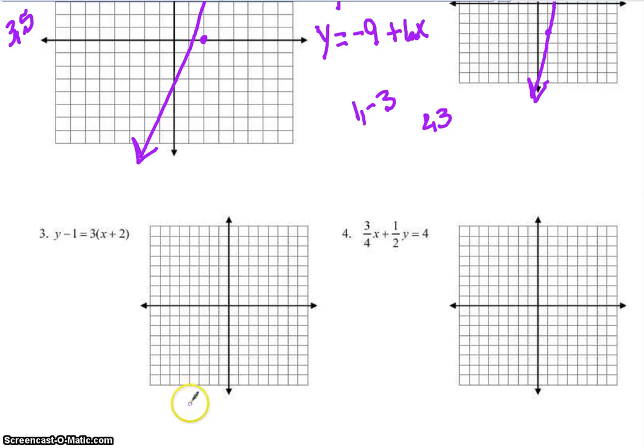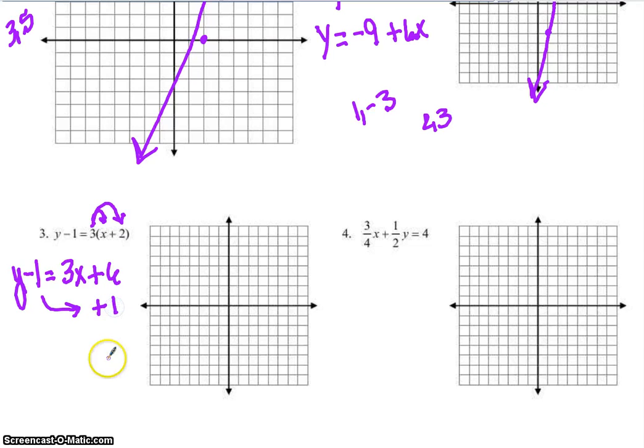All right, number 3, you should notice you have parentheses. You need to distribute and get rid of these parentheses. So this becomes y minus 1 is equal to 3x plus 6. Y is not by itself. I've got to move this one over and add it. Make sure you combine it with the other constant. You don't try to put it with the x term. So y is equal to 3x plus 7.